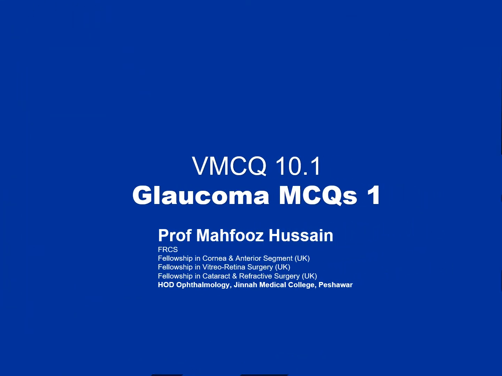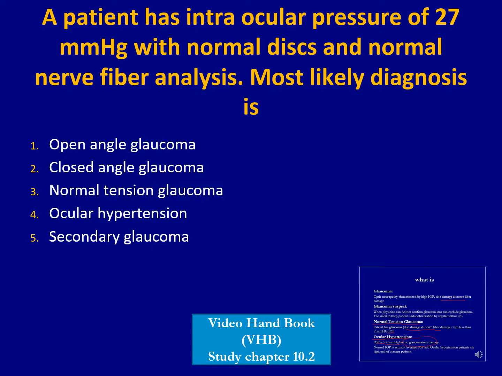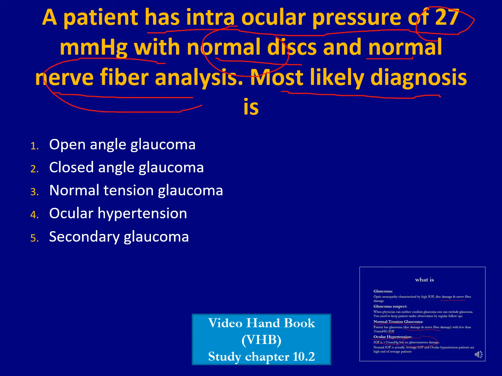In this video, VMCQ 10.1, we will do the Glaucoma MCQs 1. The first Glaucoma MCQ: a patient has an intraocular pressure of 27 mm of mercury with normal discs and normal nerve fiber analysis. Most likely diagnosis is? Now concentrate on the slide here. Optic disc is normal and nerve fiber analysis normal, so it is unlikely to be glaucoma.